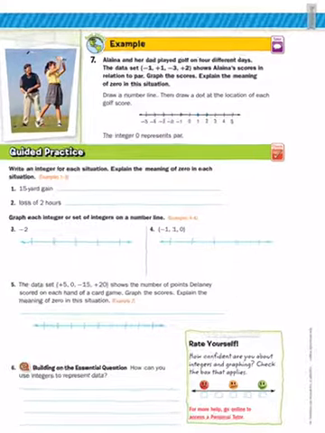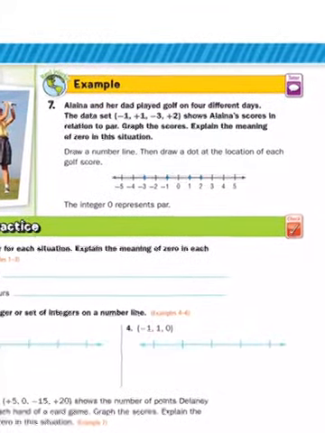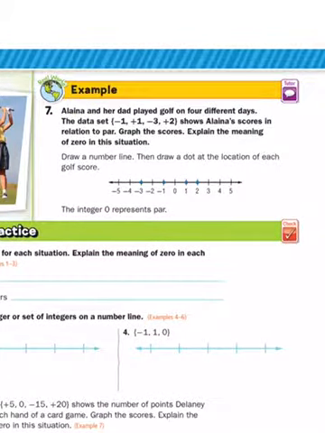Now on to the last page. We're just going to do the same thing but in a real-world example. So these are a lot easier than you think. So first off, let's read the problem and circle some stuff. Elena and her dad played golf on 4 different days. The data set -1, +1, -3, +2 shows Elena's scores in relation to par. Graph the scores, then explain the meaning of 0 in this situation.